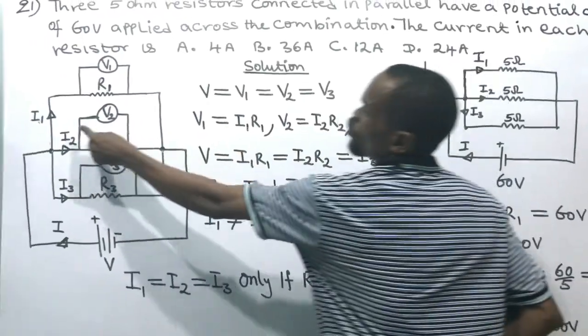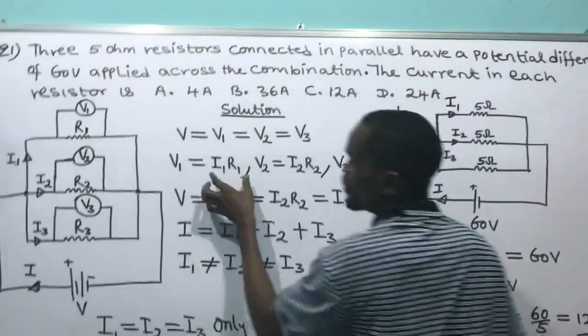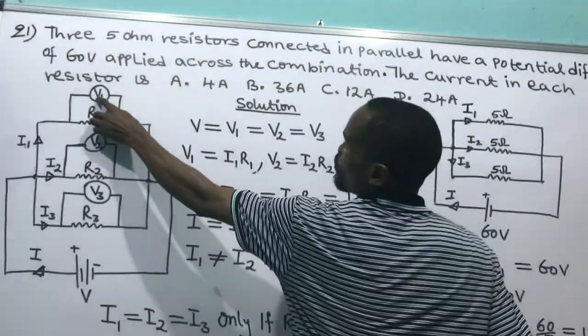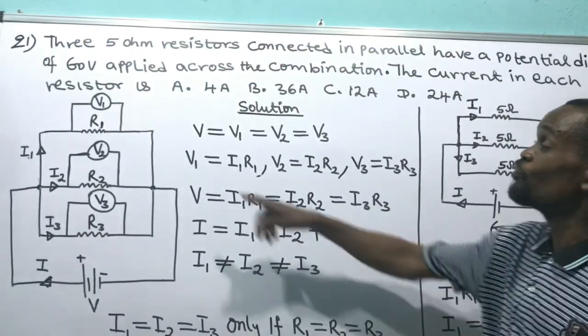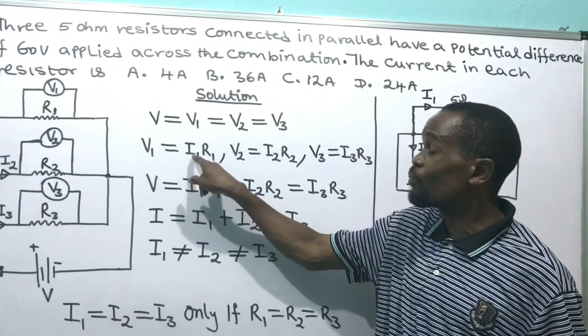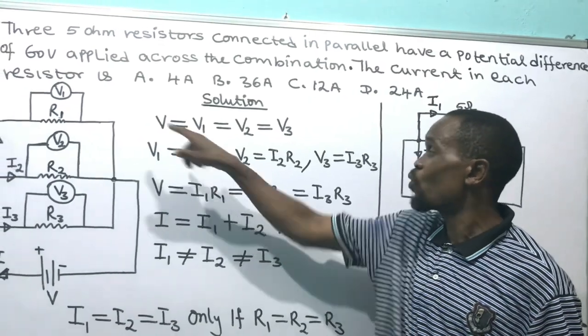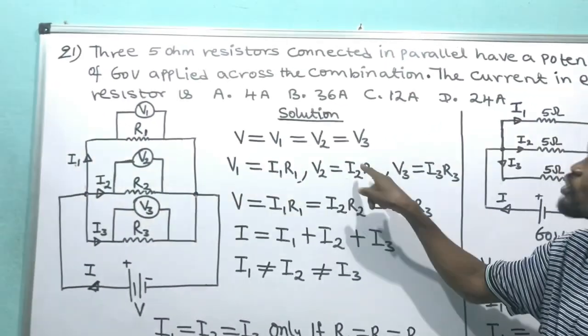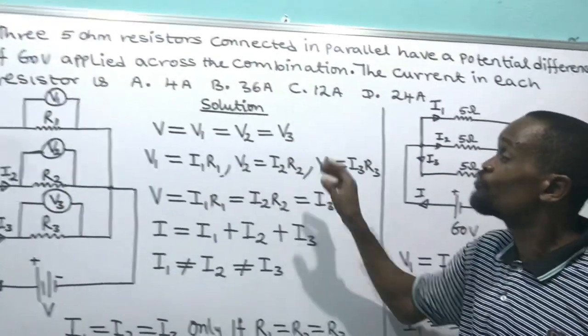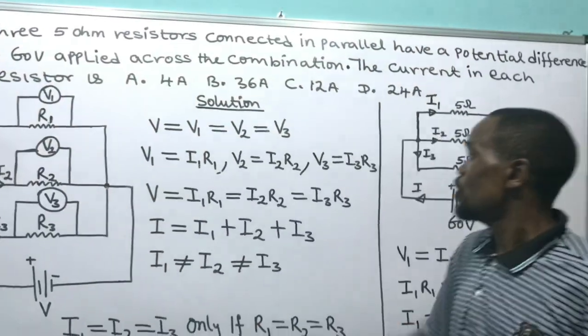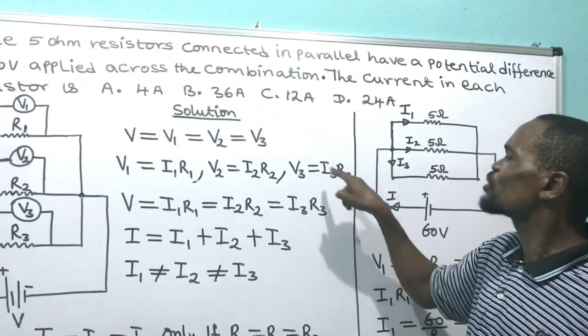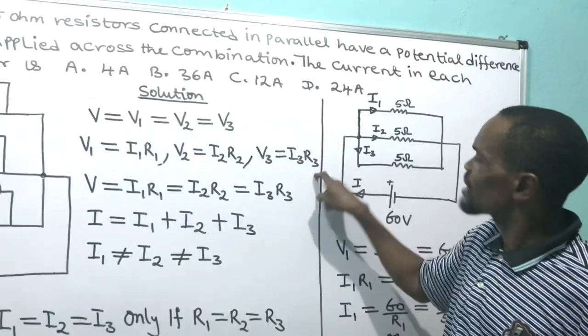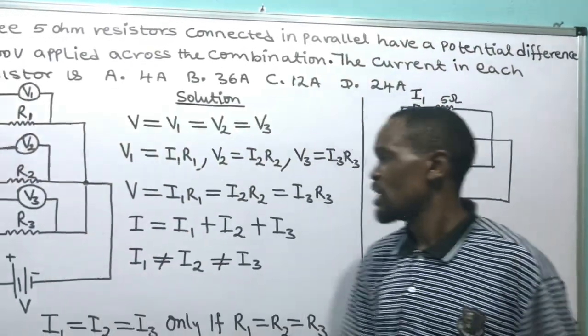Look at it. This current times this resistance will give you the voltage drop. This is what voltmeter 1 will read: current 1 times R1. Voltmeter 2 will read what? Current 2 times R2, which is the voltage drop across R2. Then voltmeter 3 will read what? Current 3 times R3, which is the voltage drop across R3.